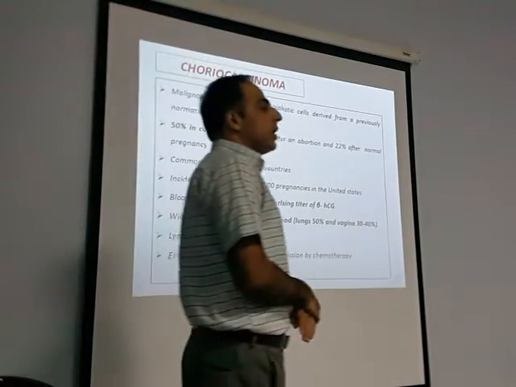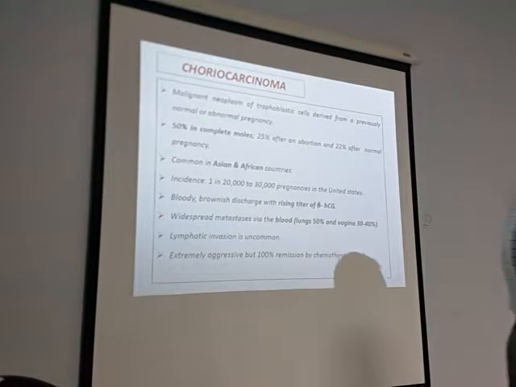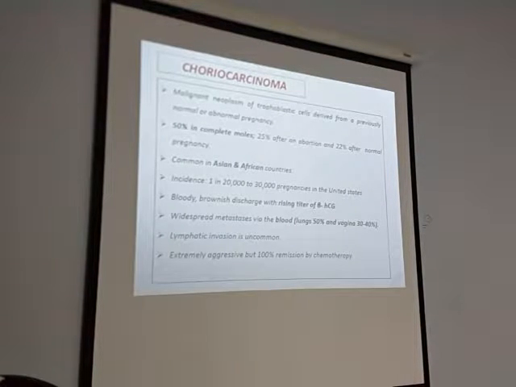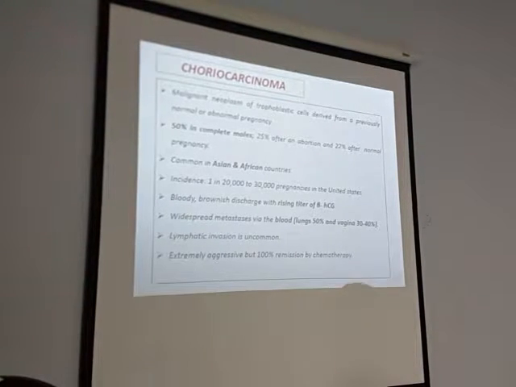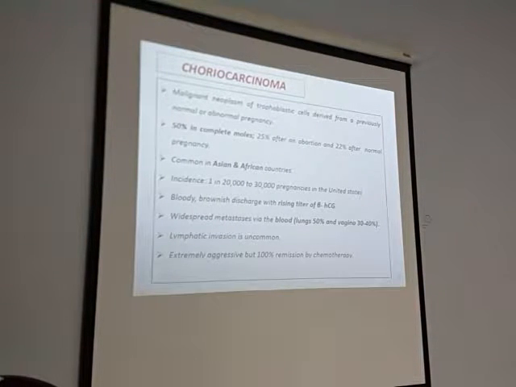The last is choriocarcinoma. This is a malignant tumor which arises from the trophoblastic tissue. So all these which we were discussing were trophoblastic tumors. The moles, invasive mole, partial mole, these are chorionic or trophoblastic tissue. We have the villi in them and we have the trophoblast or the syncytial trophoblast. So choriocarcinoma is a malignant neoplasm of the trophoblastic cells derived from a previous normal or abnormal pregnancy.